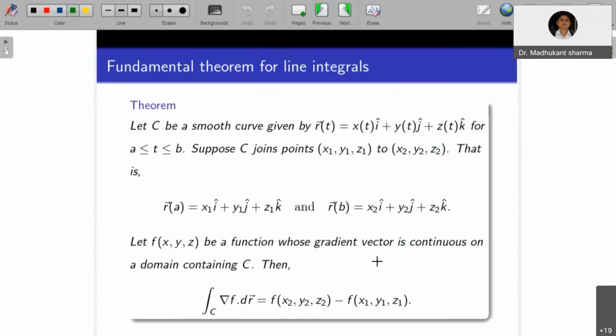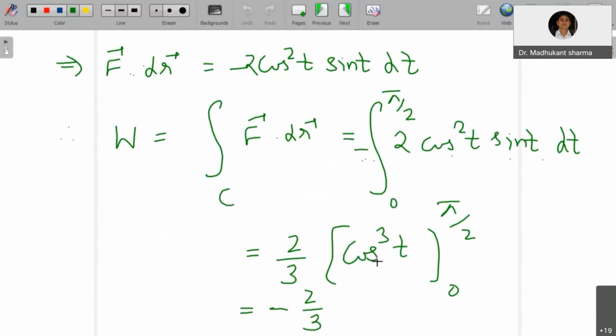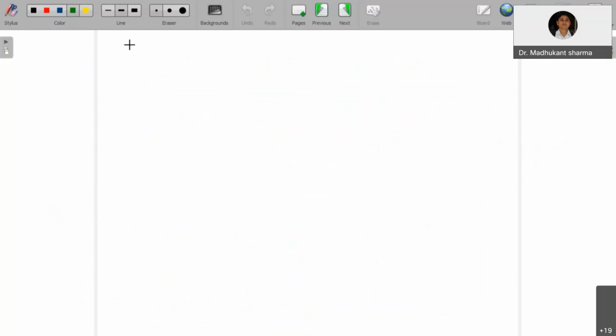Now we have learned one fundamental theorem in integral calculus for functions of a single variable. What was that? If you recall, I will give you the important things from there: the fundamental theorem of integral calculus.